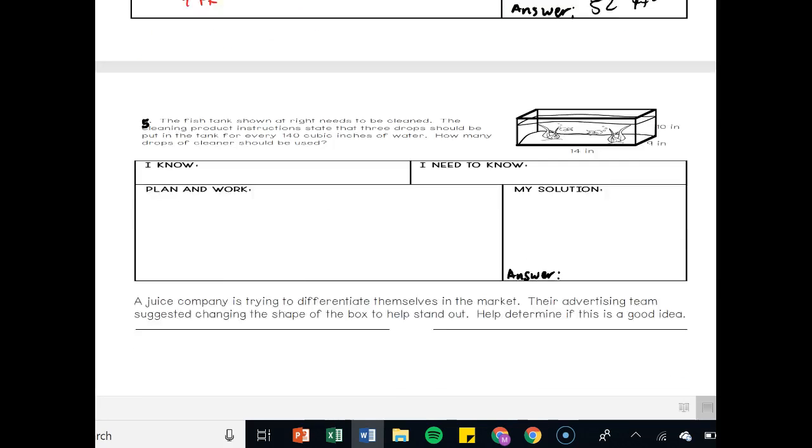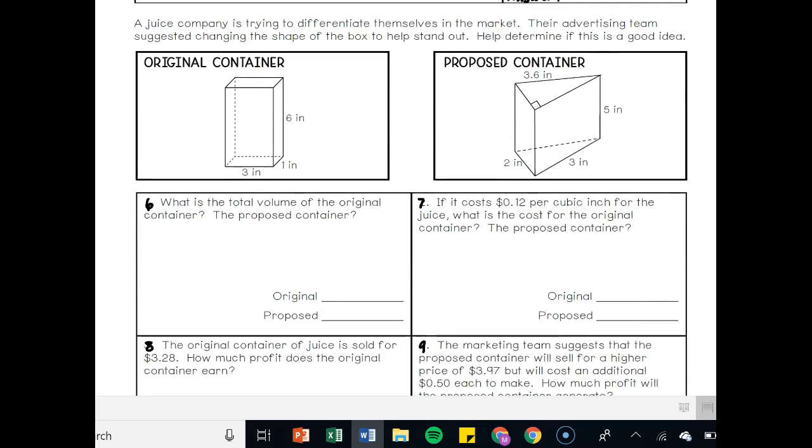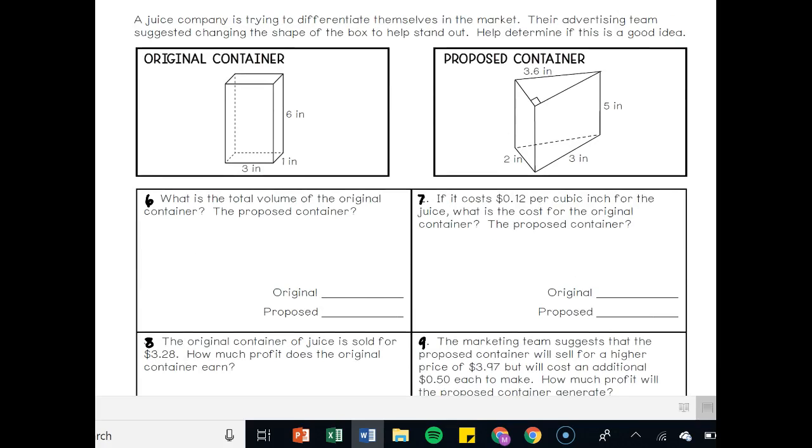All right. On the back side, you've got a problem like number 5 that's very similar to the problems that we've done on the front, where you're going to need to find volume, but then you're also going to need to do something else to it, so read the problem carefully. And then from 6 through 10, you're working with your original container here. That this juice company is saying, hey, should I sell it in the original container or should I sell it in the proposed container? Remember, this is a rectangular prism.